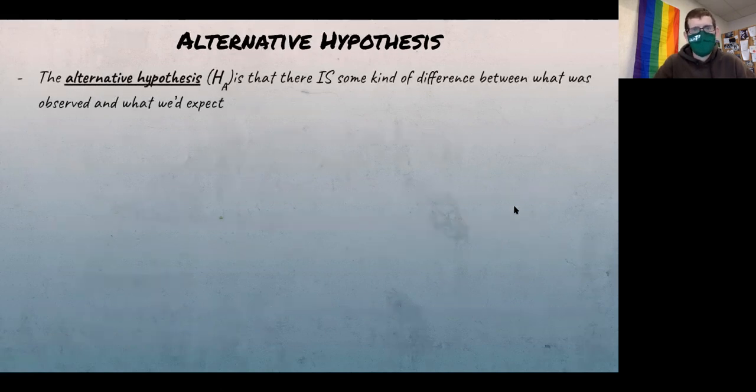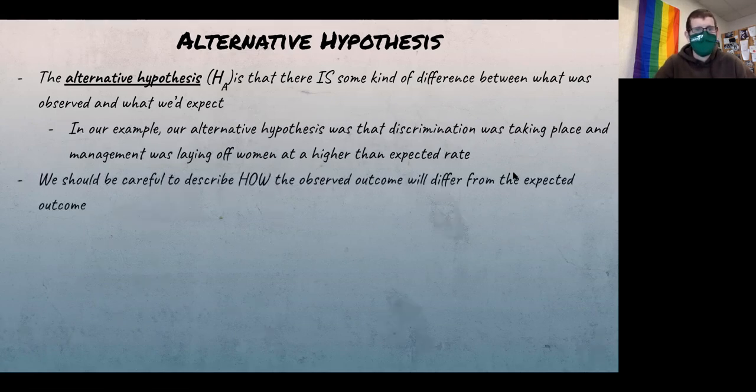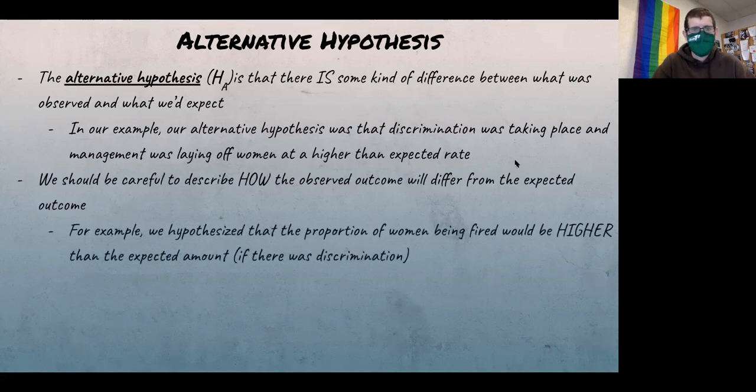The alternative hypothesis is what we're going to propose as a result. The alternative hypothesis is that there is some kind of difference between what was observed and what we'd expect. So our alternative hypothesis was that discrimination was taking place and management was laying off women at a higher than expected rate. So we should be careful to describe how the observed outcome will differ from the expected outcome. And what that means is, in our particular example, we would say that if there's discrimination happening, women should be fired at a higher than expected amount.